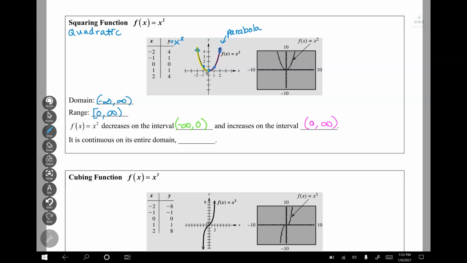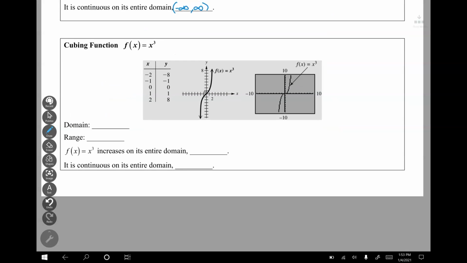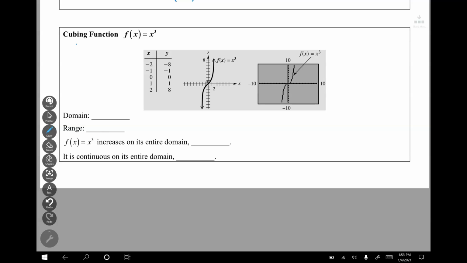It is continuous on its entire domain, which is negative infinity to positive infinity. Yes, it is continuous. I could draw that without picking my pencil up. Perfect. Okay, now the cubing function, also known as just cubic. The cubic function.